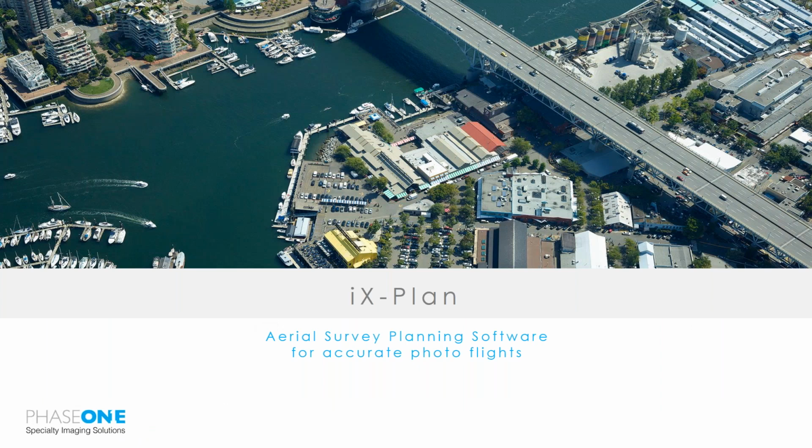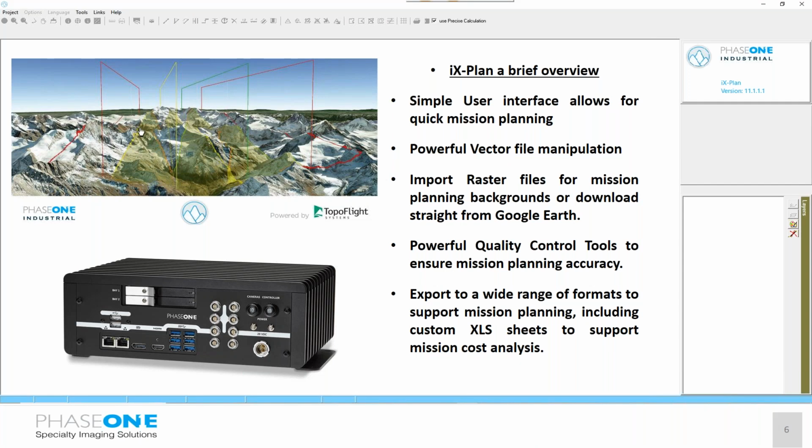So first off, we'll take a look at IX Plan. So IX Plan is the planning part of our software. So through here, we can make our flight plannings for various aerial survey mission executions, for example, standard vertical photography, oblique photography. So we'll just start with a quick overview.